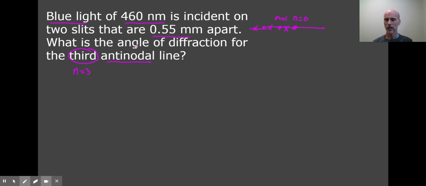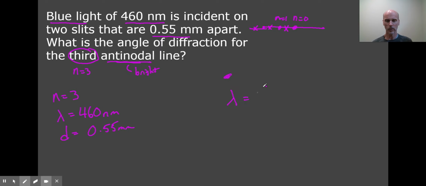So yeah, getting back to this, it is an antinodal line, so this is a bright spot, so that's good. This is our n. All right, so summarizing what we have here, we have n equal to 3. We have the wavelength of the blue light, it's 460 nanometers. We'll write it as 460 nanometers right now, but we'll change it quickly. And then our d, the distance between the slits, is 0.55 millimeters.